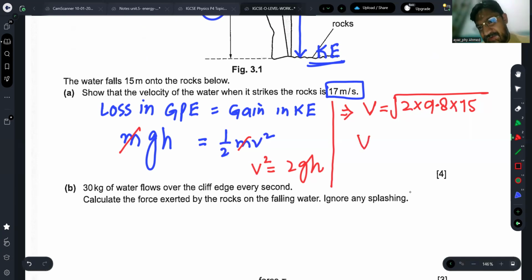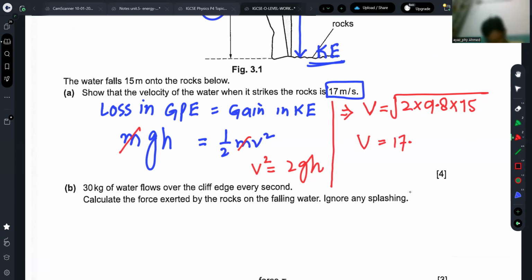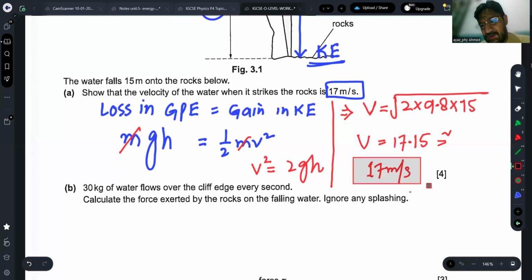So velocity is 17.15, which will give you almost 17 meters per second. So you have to show that. That's why an answer space is not available.